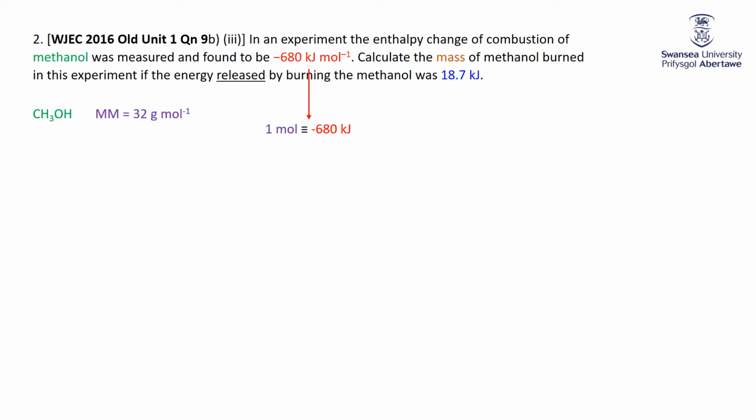That tells us 1 mole, minus 680 kilojoules, i.e. 32 grams is minus 680 kilojoules. Now, as far as this number goes, in the last question, we had to, at the very end, say, well, the calculation we got was minus, but then, of course, the wording allowed us to change it to positive. Same thing here in reverse. We're told the energy released was 18.7. In other words, the energy change is minus 18.7.